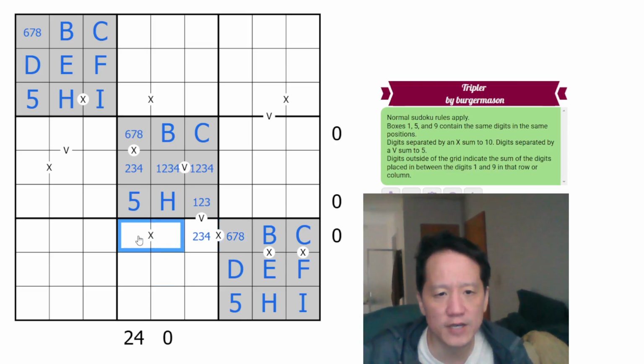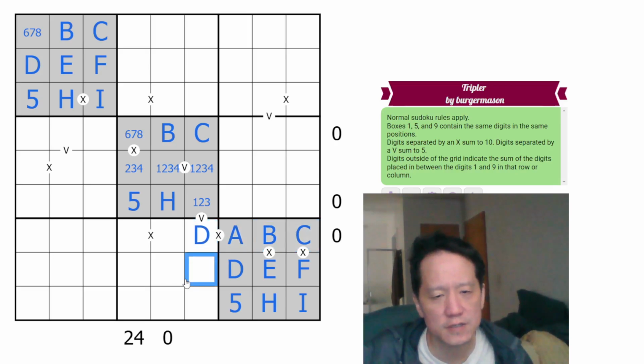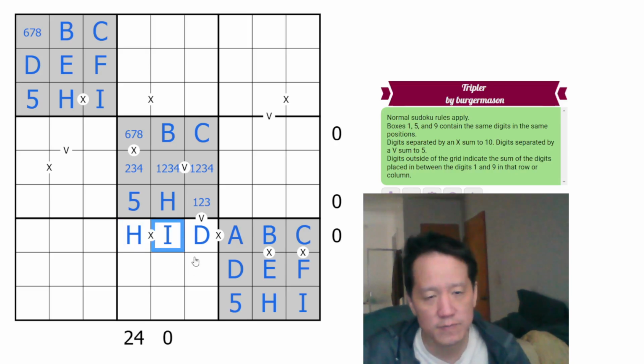This set of 10 cannot be AD, it cannot be BE, and it cannot be CF because A, B, and C are all here. So again, we'll make this A and this D. This can't be AD, BE, or CF. It must be the only 2 digits that can add up to 10 remaining, which are H and I. So this can't be H here. So this must be H, which makes this an I.